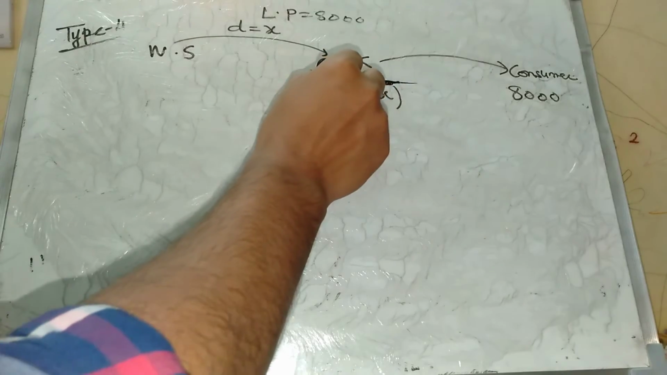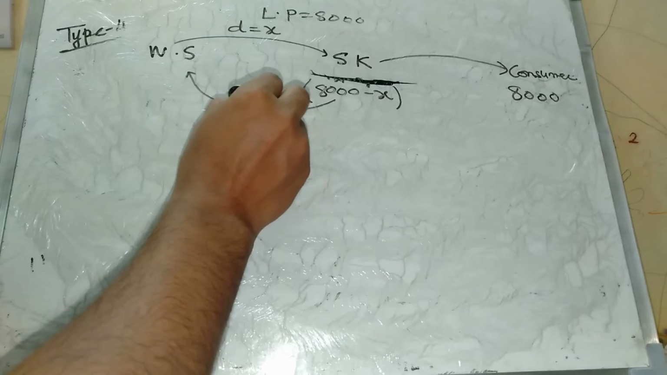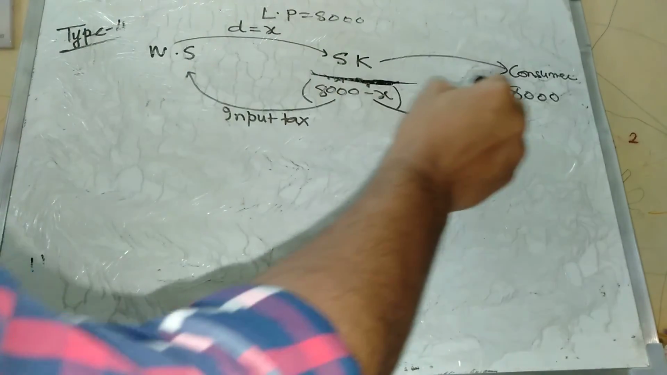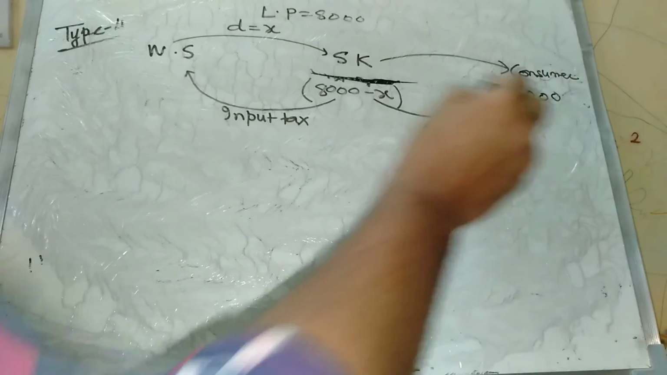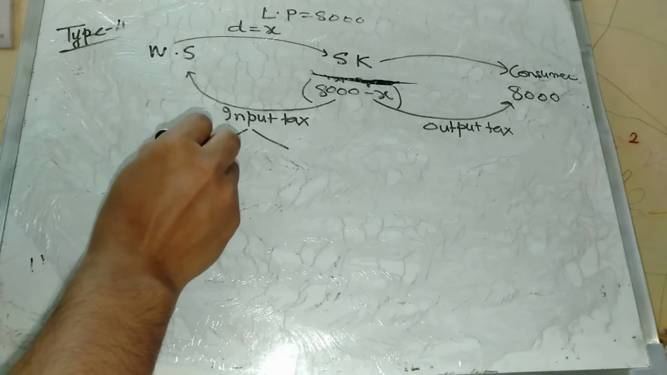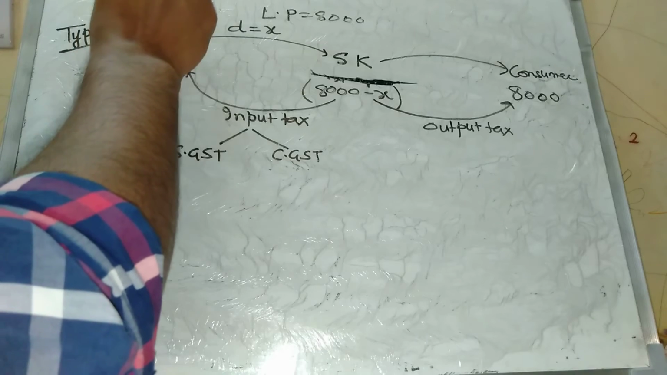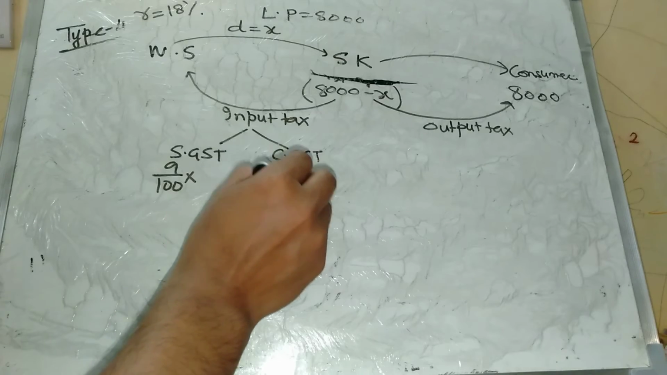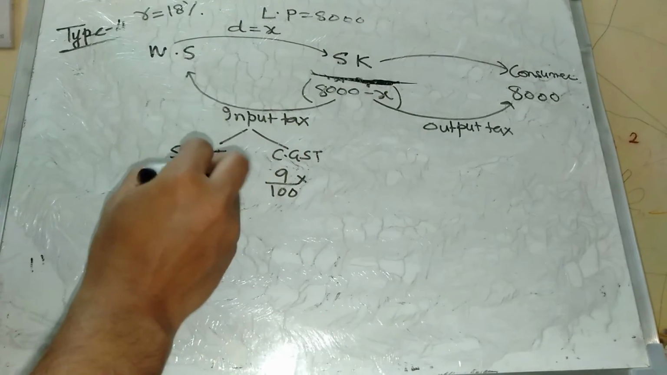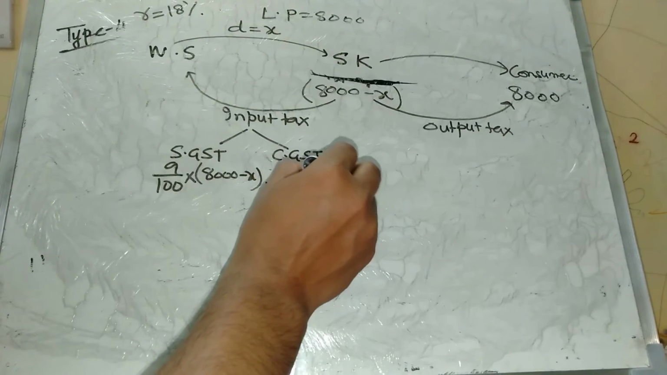Now, shopkeeper will pay tax to wholesaler called the input tax, will receive tax from consumer, output tax, divided into two parts, SGST and CGST. So total tax is 18%. So 9% will go to state government, 9% will go to the central government. 9% of 8,000 minus X on the purchasing price.